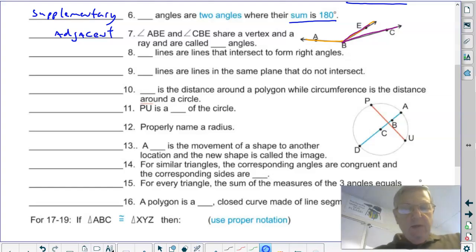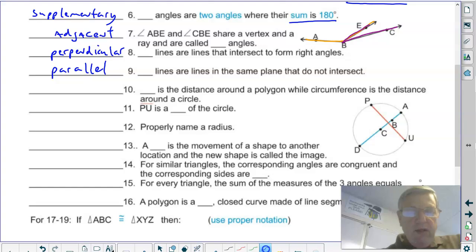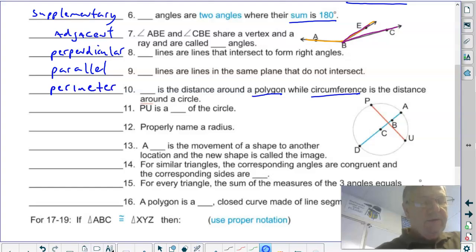Adjacent angles. Number 8, blank lines are lines that intersect to form right angles. Perpendicular. Give me the name, not the symbol. Perpendicular. So name it. Number 9, blank lines are lines in the same plane that do not intersect. That's parallel. Number 10, blank is the distance around a polygon, while circumference is around a circle. All right, so perimeter. Don't say circumference, that's a circle. Perimeter is a polygon.